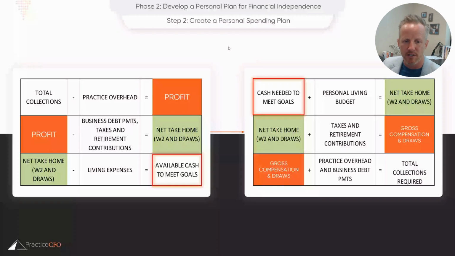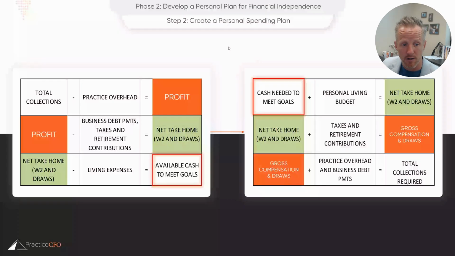And so we take out your taxes, and then what's left after your debt payments, taxes, and retirement plan contributions is your net take home that you take out through W-2 and draws. In other words, what goes through payroll and what goes through an automatic transfer or manual transfer from your business checking account to your personal checking account.